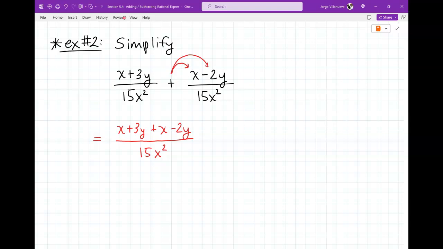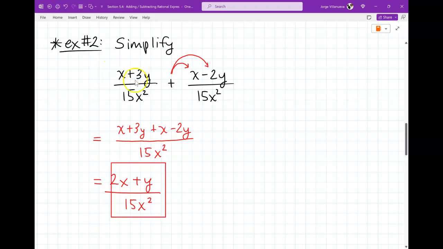Now let's combine like terms on the top. Okay, so I have x plus x, that's 2x. 3y minus 2y is positive y over 15x squared. Can I reduce, well, on the top, can I factor anything out? No, and the bottom is a monomial, so you can't. Okay, and since the top is a binomial, I can't just take an x out of the top and bottom. I can't do that. So this problem's done.